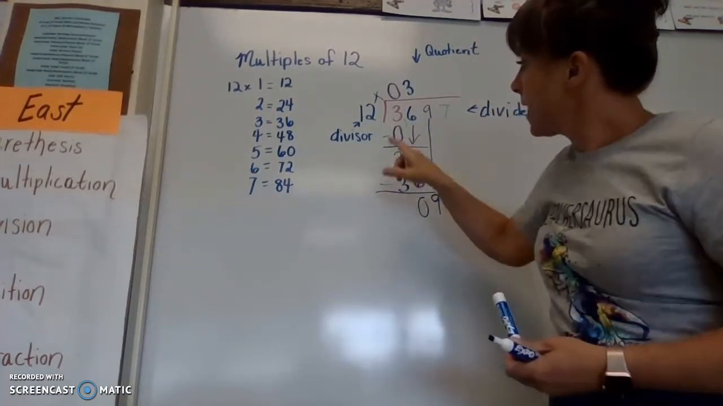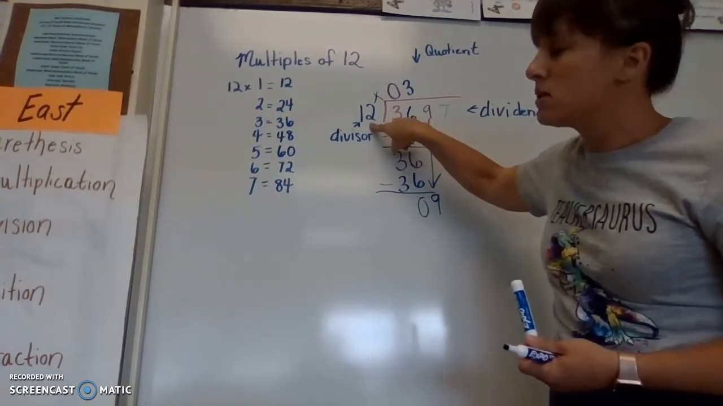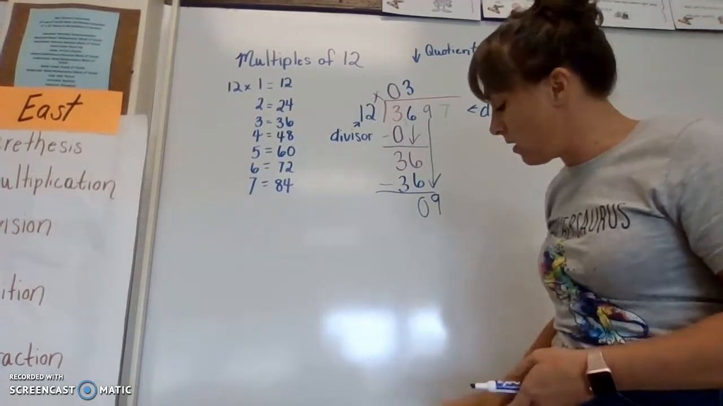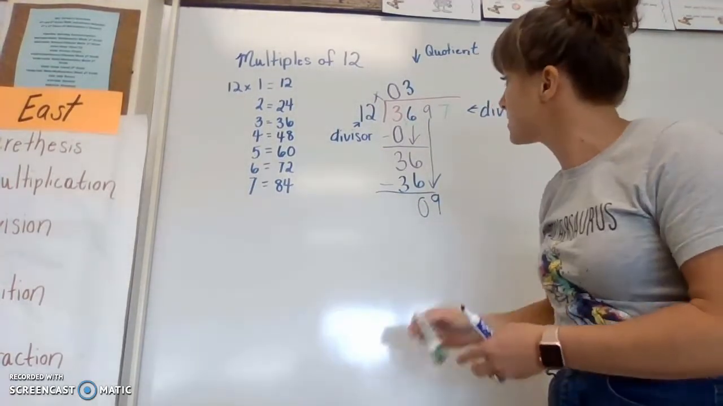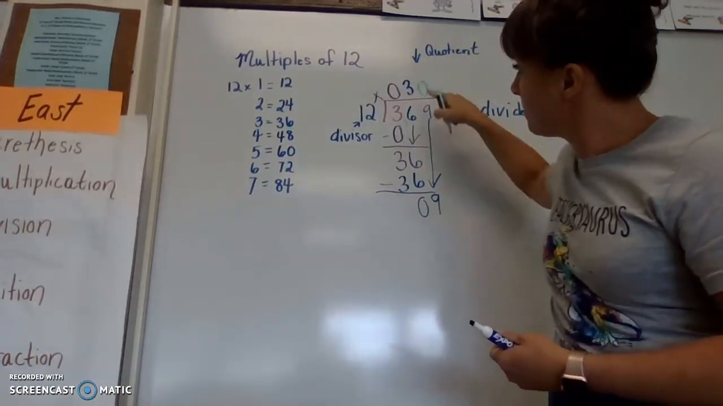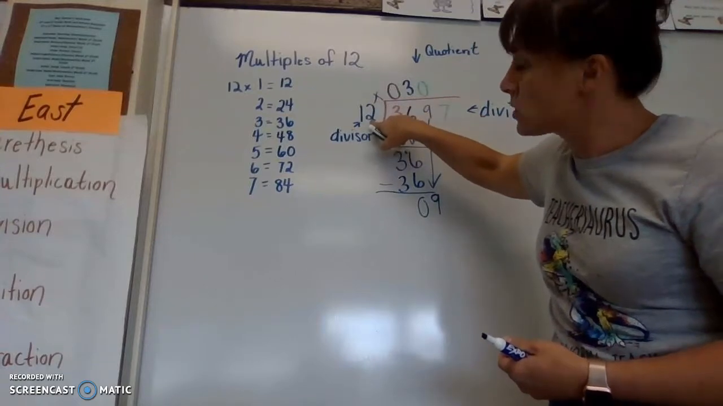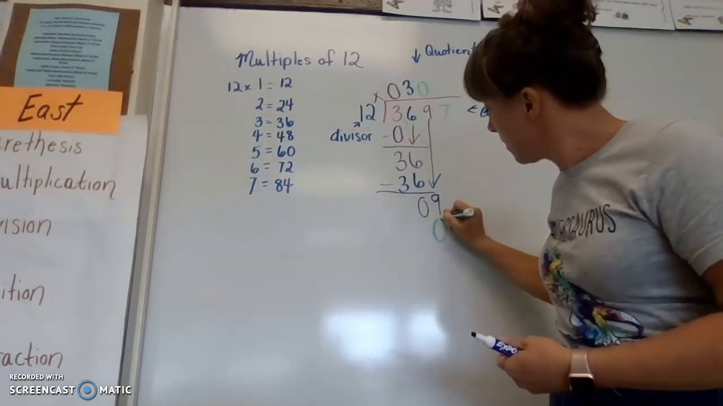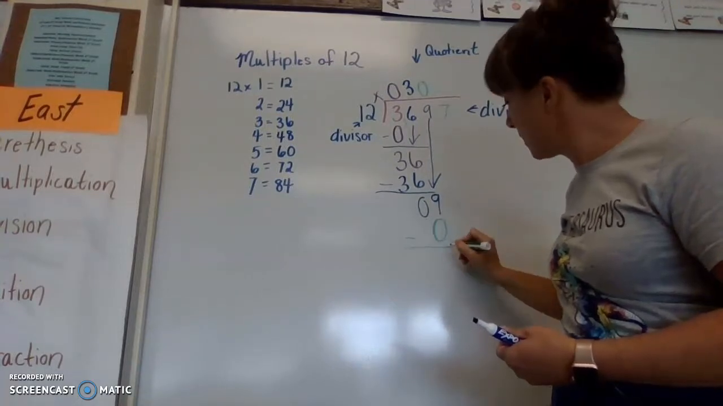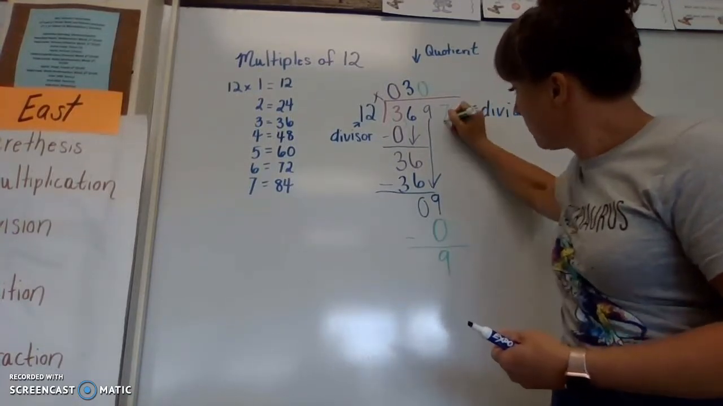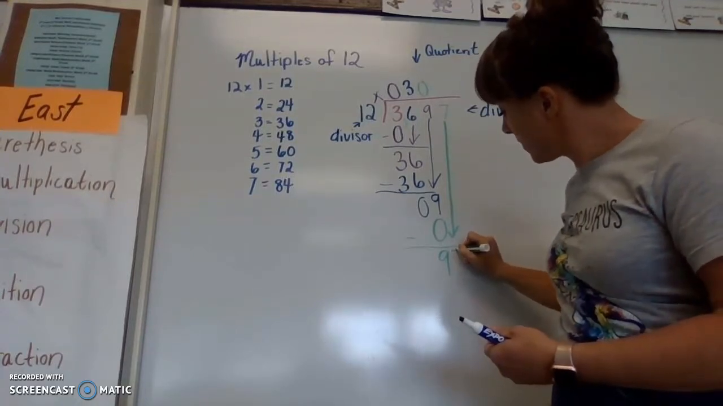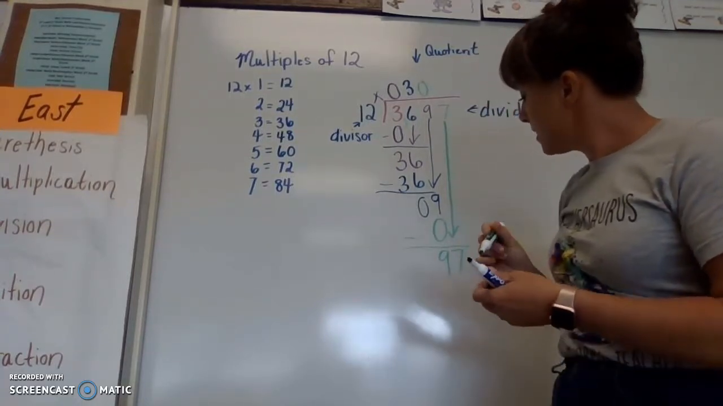Now, how many times can 12 be divided into 9? Well, that's not over here. So then you check to see, okay, I know I'm going to have to stick a 0 in that next part. So 0 goes above the 9. Next step, 0 times 12 is 0. I subtract. 9 minus 0 is 9. I bring down my 7. So then I have a 7 that is here.